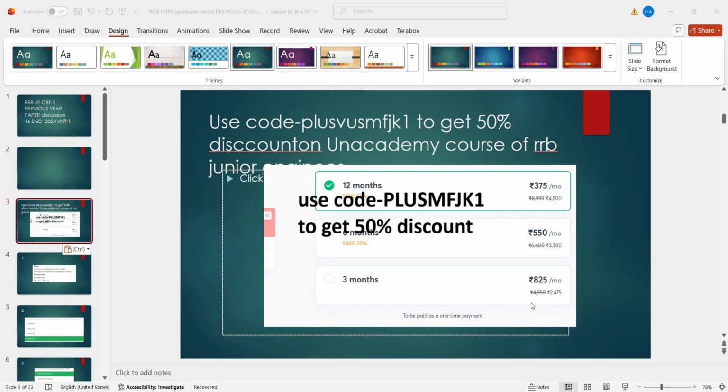Next, question number 35. What is used to reverse the direction of the current flowing through the coil in an electric motor? Commutator is used.